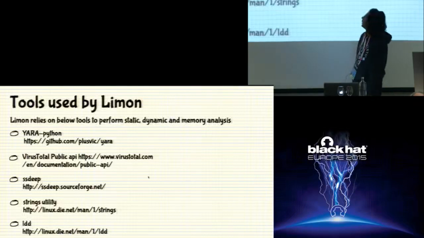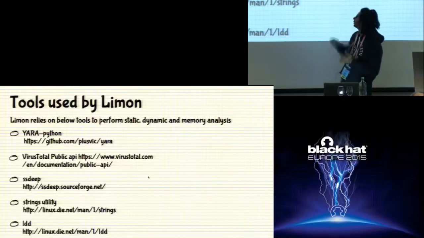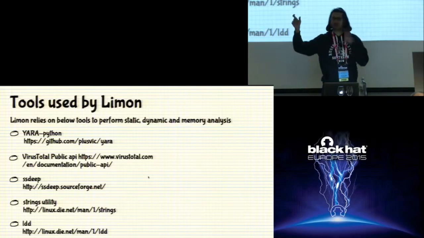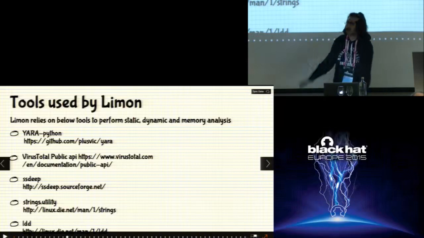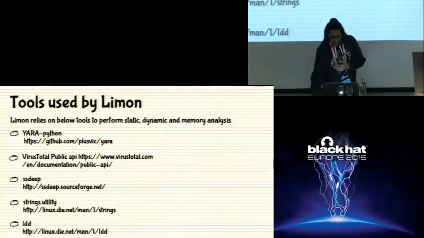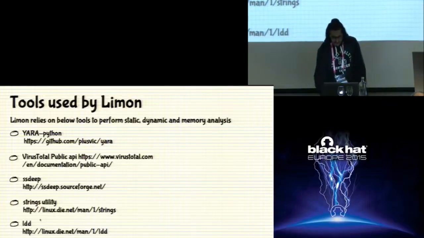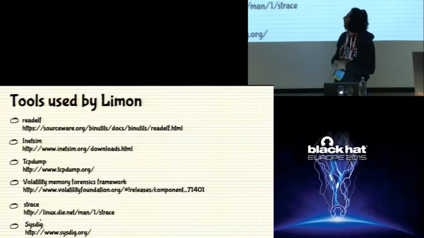So these are some of the tools that are used by Limon. It uses Yara Python for packer detection. So if you know Yara, you can write your own signatures for packers, or you can write signatures to determine the capability of the malware. To do that, it uses Yara Python, and it uses the VirusTotal public API to search the hash on VirusTotal to see how many AV vendors are detecting it. And for fuzzy hash, it uses SSDeep, and it uses the strings utility to extract the Unicode and the ASCII strings from the malware. And then it uses LDD to display all the shared objects that the malware relies on. And then it uses readelf for displaying the ELF characteristics, the metadata of the ELF file.